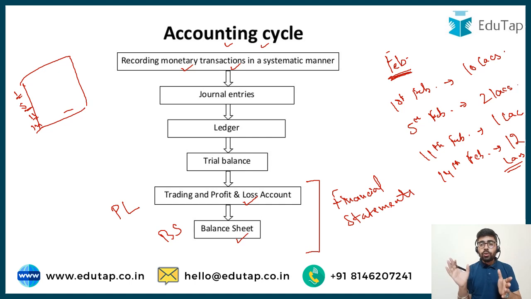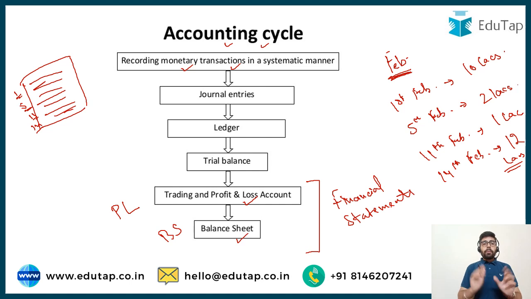So they are all going to be recorded in chronological order in this particular book, which is referred to as the journal. We are going to enter all the transactions in this book in a chronological manner. And that's why we refer to it as a journal entry. We have made an entry in our journal.